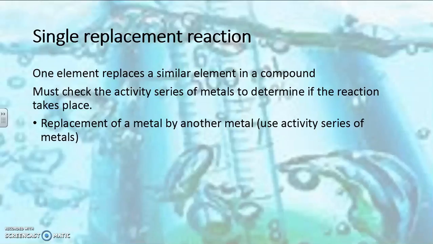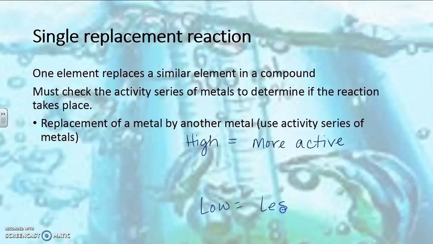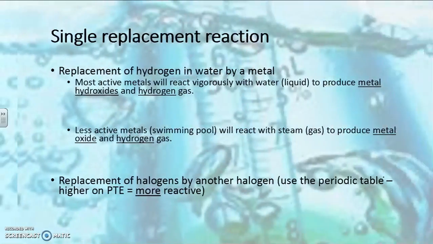Okay, so how does that happen? Well, it's replacement of a metal by another metal by using the activity series of metals. The higher on the list, the more active it is. If it's more active, it will replace quickly. Lower on the list is less active. Less active means it's not going to replace. It's not strong enough.